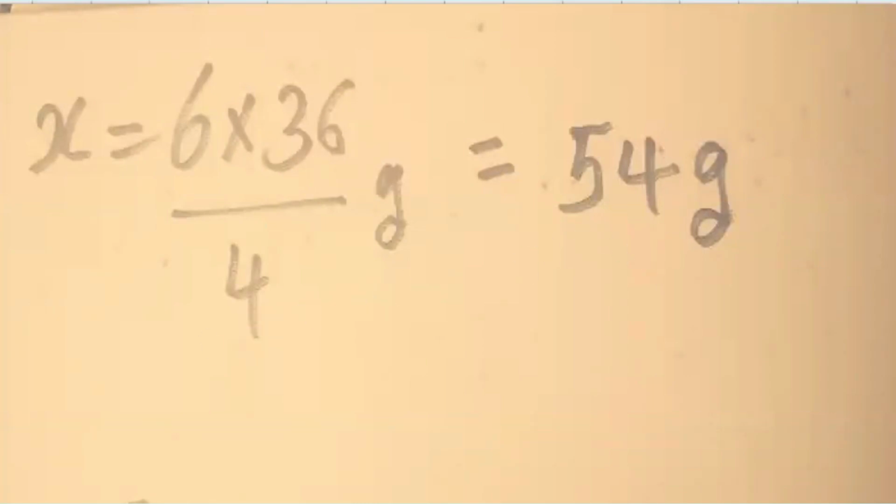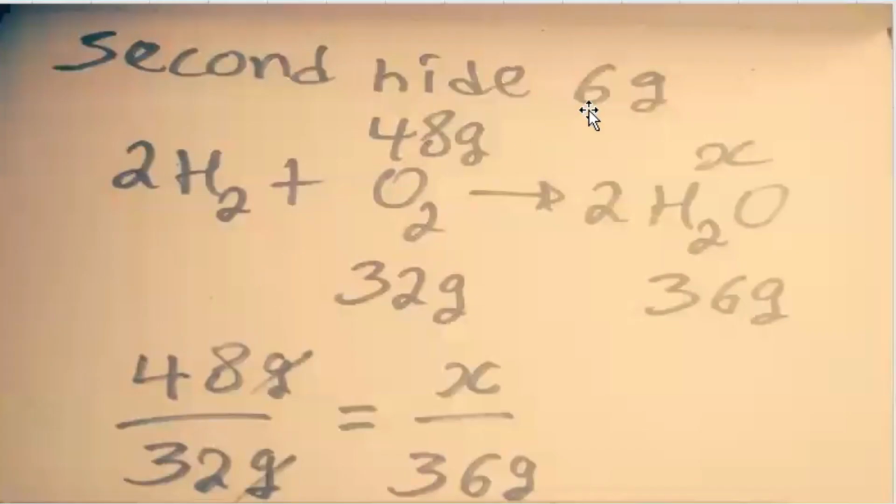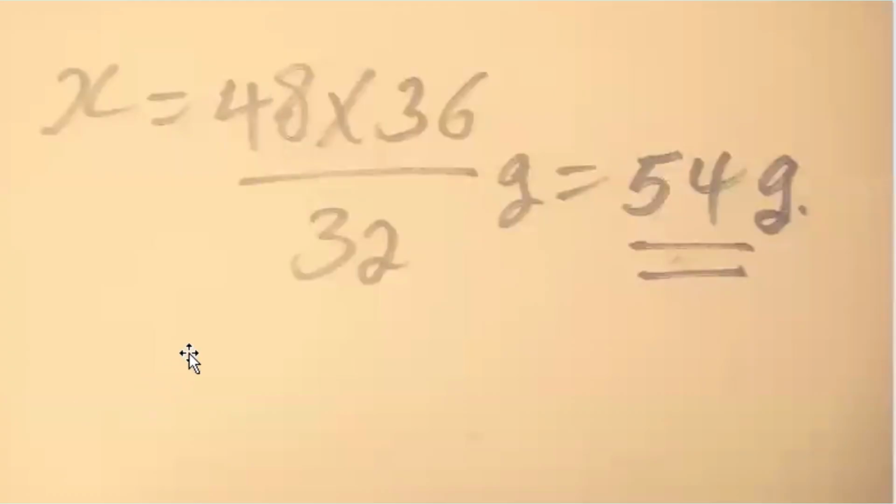And the second step, hide the 6 gram. The given mass of hydrogen is hidden, and then calculate the mass of water by using the given mass of oxygen, which is 48 gram. 48 gram divided by 32 gram equals X over 36. This X equals 48 times 36 divided by 32 gram, which is 54 gram.